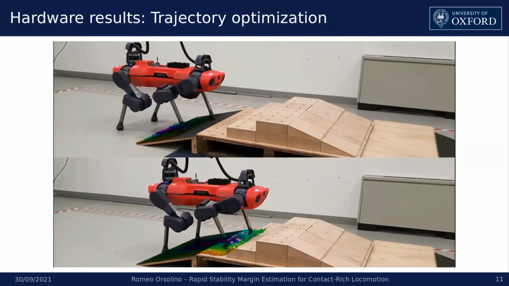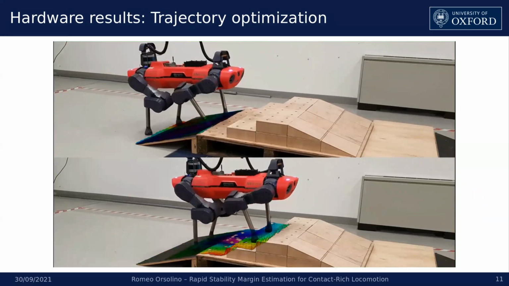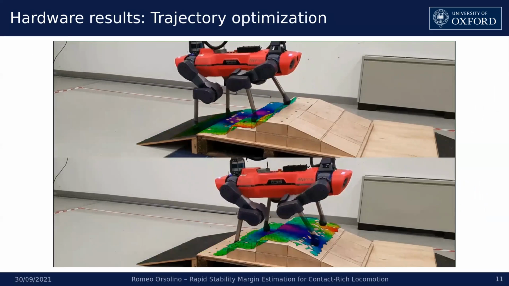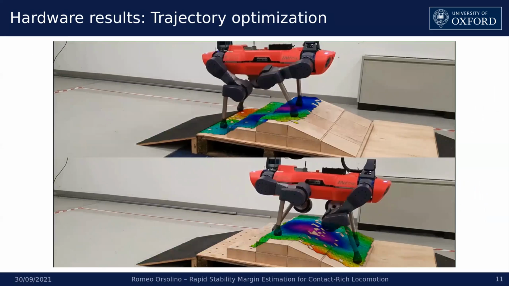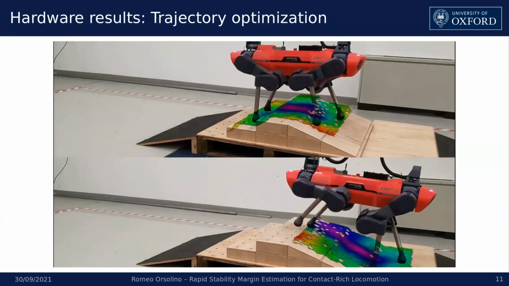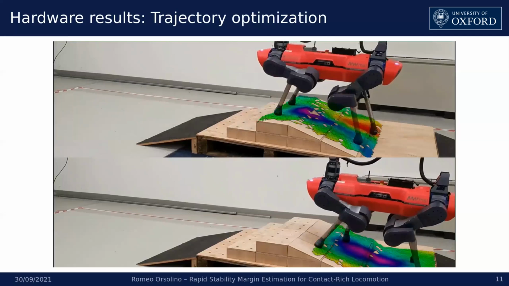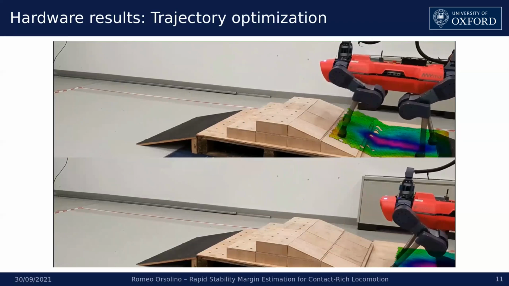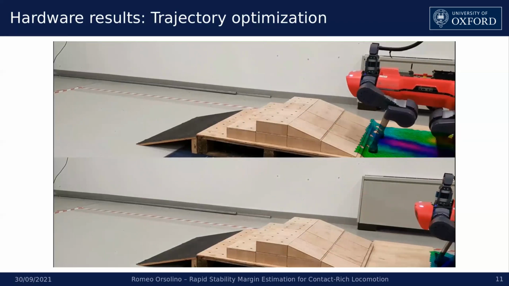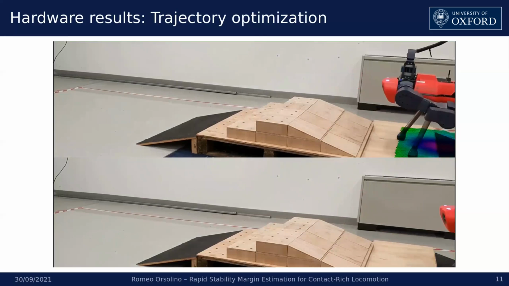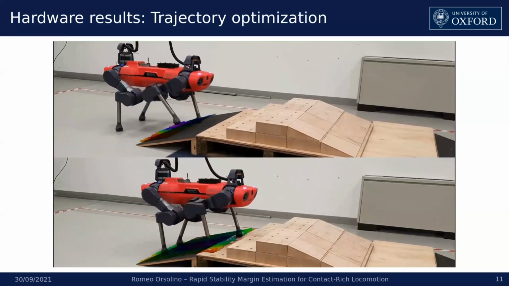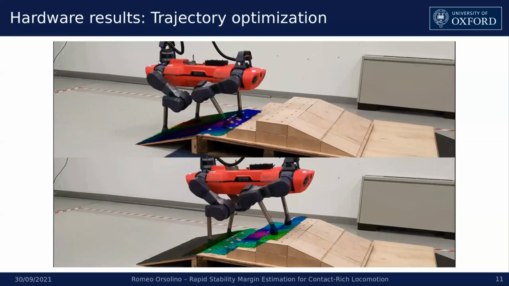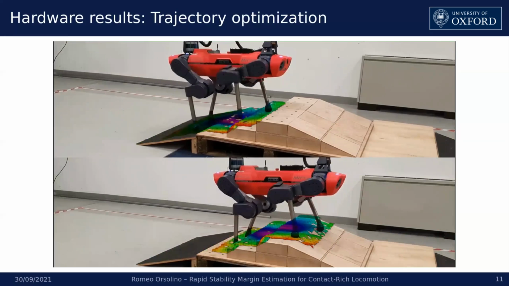In these videos we can see the ANYmal C robot walking over different terrains. The color maps overlaid over the terrain show the corresponding value of the learned stability margin. The one on the top shows the value of the stability margin if the robot was to place its foot in that location, with all the other state parameters fixed. The color map on the bottom part of the screen instead shows the value of the stability margin if the robot was to place its center of mass above that location, having all the other parameters fixed.